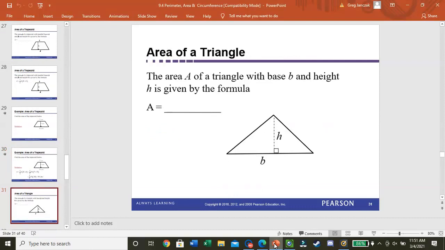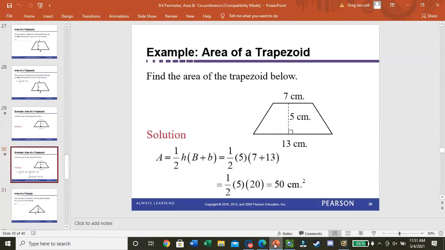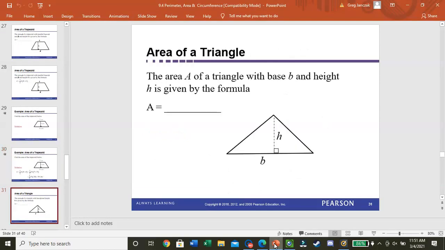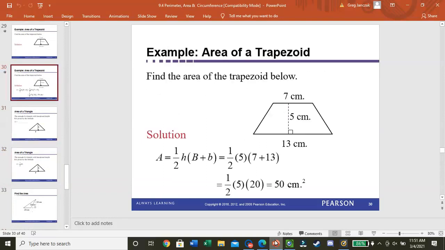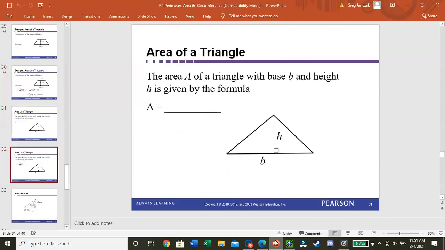Okay, area of a triangle. Notice there's similarities here between the area of a trapezoid and the area of a triangle. Area of a triangle is 1/2 base times the height, right? Whereas a trapezoid is 1/2 height times, well, a trapezoid has 2 bases, right? So if you forget the area of a trapezoid, just think, well, it's like a triangle. You just got to add another base to it.